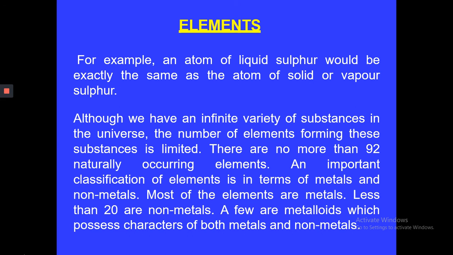For example, an atom of liquid sulfur would be exactly the same as an atom of solid or vapor sulfur. Although we have an infinite variety of substances in the universe, the number of elements forming these substances is limited. There are no more than 92 naturally occurring elements. An important classification of elements is in terms of metals and non-metals. Most elements are metals and fewer than 20 are non-metals. Some are metalloids also, which possess characteristics of both metals and non-metals.